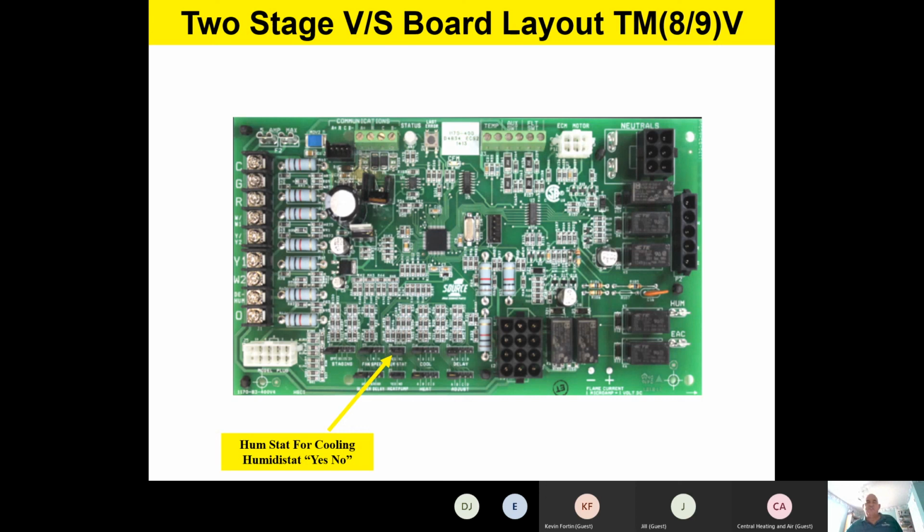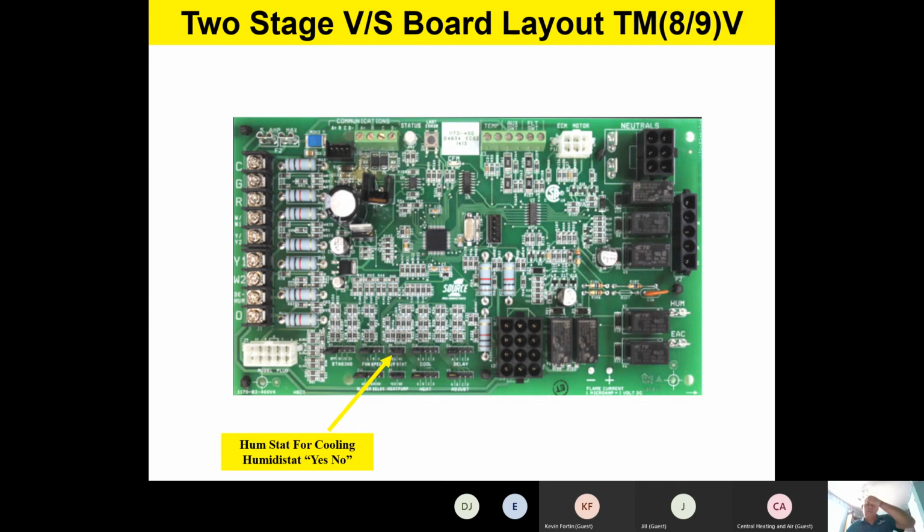So what this does, this dehum jumper works with the dehum terminal and a humidistat to dry the house out, or if you have a humid situation, you can use this to get extra humidity out of the house during the cooling mode of operation. So it's a very nice little feature.